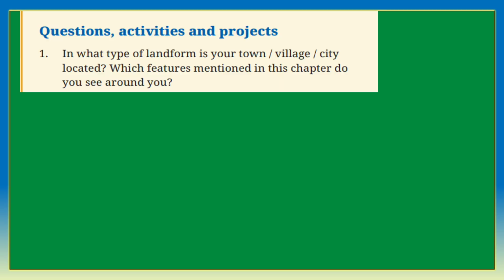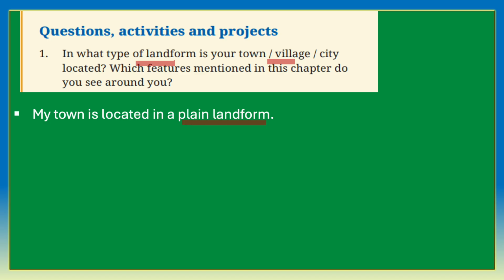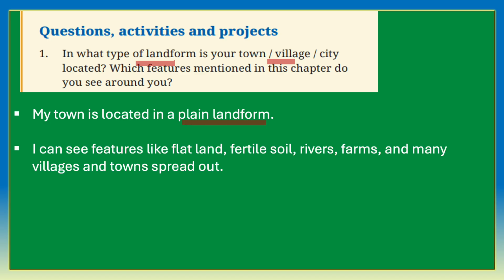Questions, activities and projects. In what type of landform is your town, village, city located? Which features mentioned in this chapter do you see around you? My town is located in a plain landform. I can see features like flat land, fertile soil, rivers, farms, and many villages and towns spread out.